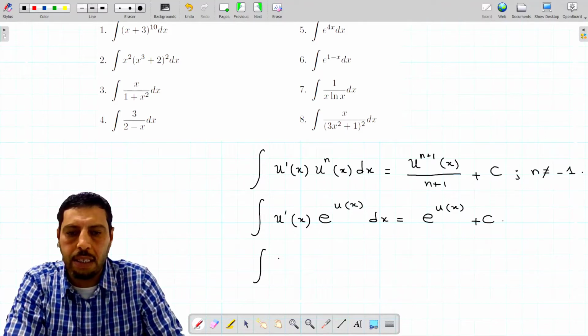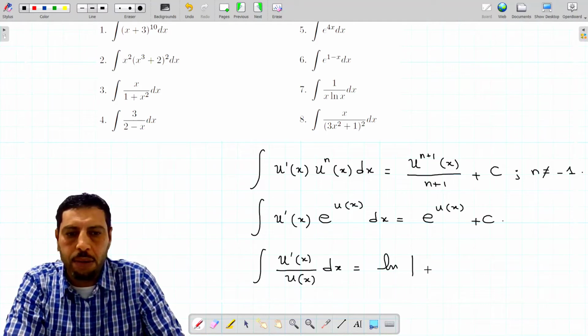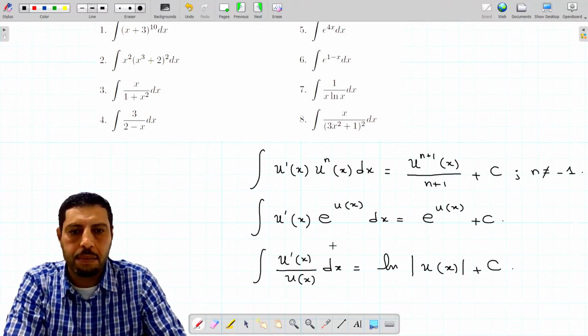It says that the integral of u prime of x over u of x dx is equal to ln of the absolute value of u of x plus c. So please memorize these three rules.